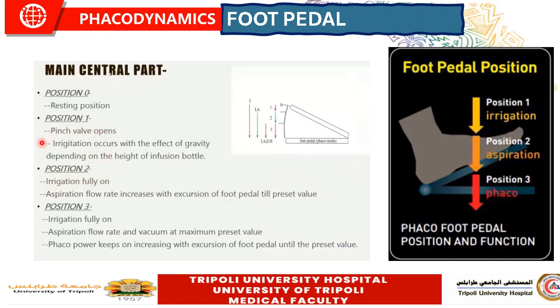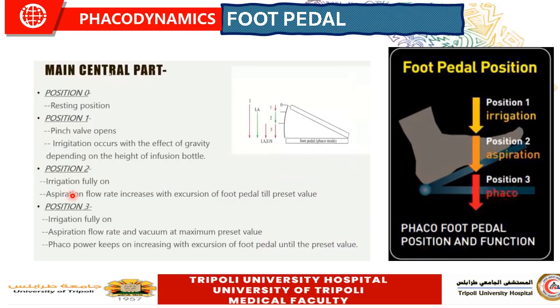In position 1, there is only irrigation, and there is no activation of the pump. In position 2, because of the activation of the pump, whether it is vacuum dependent or flow dependent, the irrigation will be there, and the aspiration also will be there. In the flow dependent, the aspiration will be linearly controlled, so the more you step down on the foot pedal, the more you increase the aspiration flow rate.